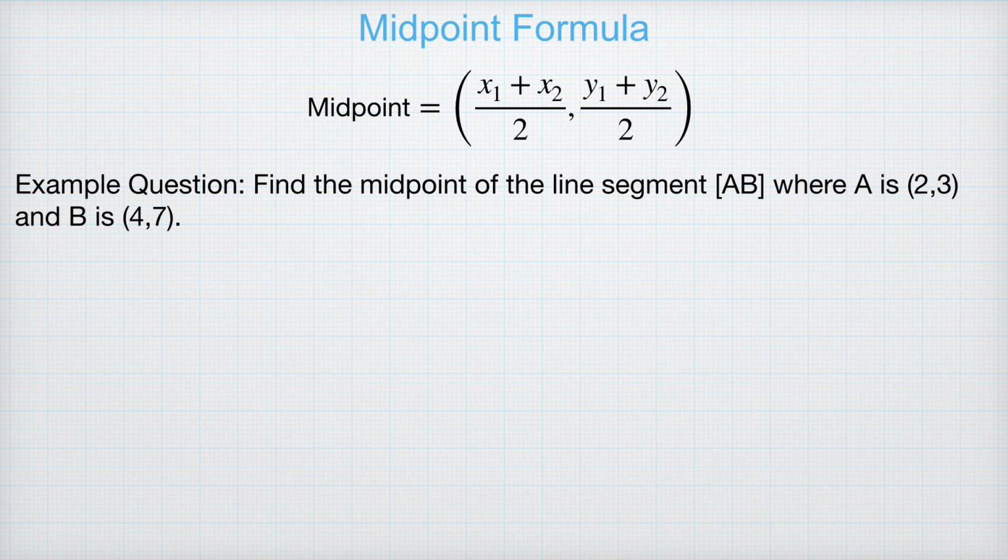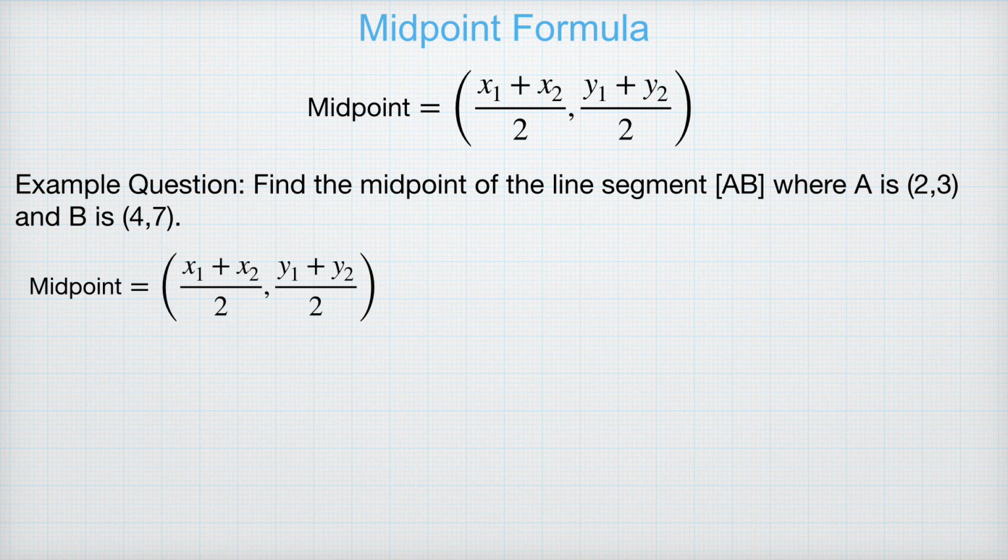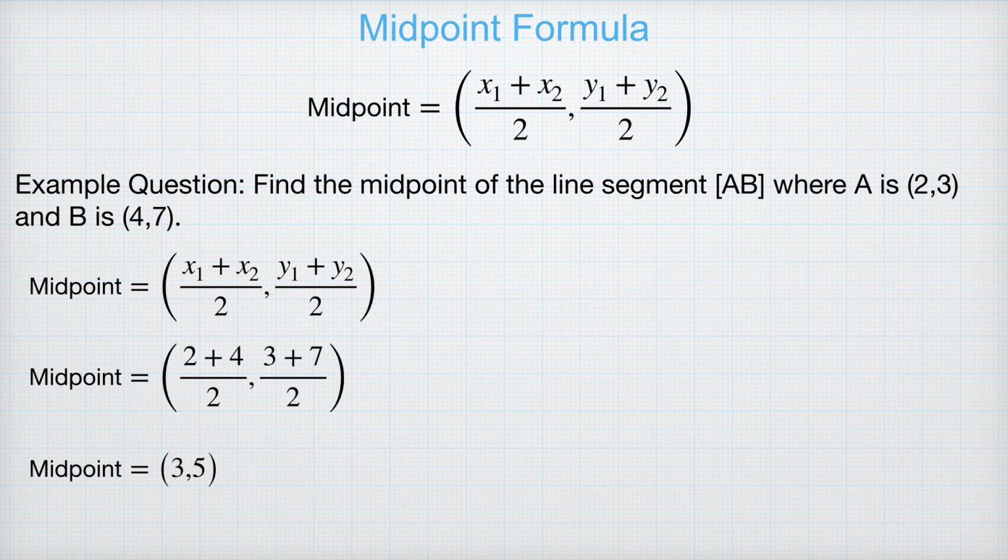Find the midpoint of the line segment AB where A is (2, 3) and B is (4, 7). The midpoint of AB is equal to (x1, which is 2, plus x2, which is 4, all divided by 2, comma, y1, which is 3, plus y2, which is 7, all divided by 2). Once simplified, the midpoint of AB is found to be (3, 5).